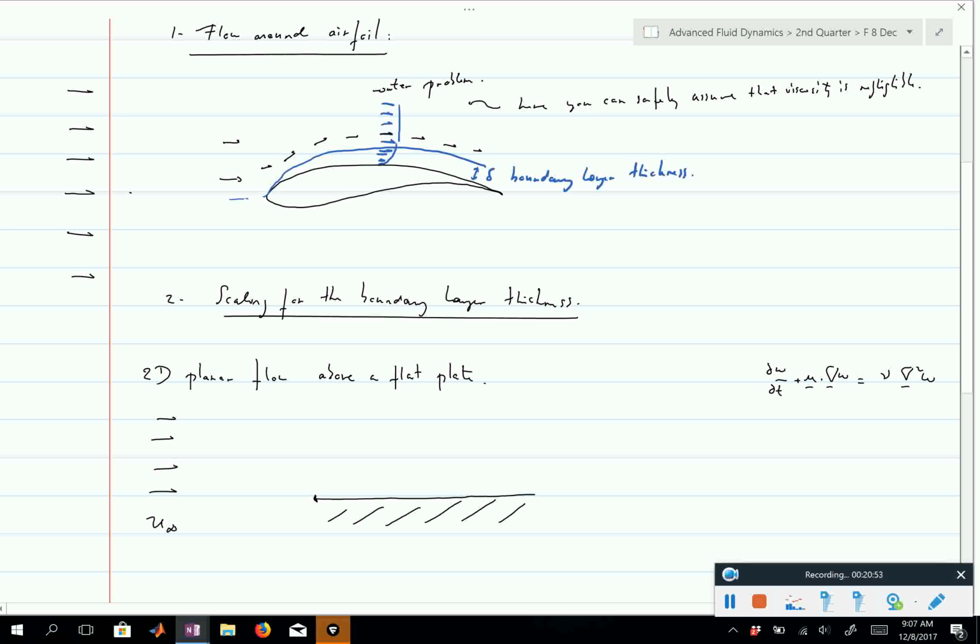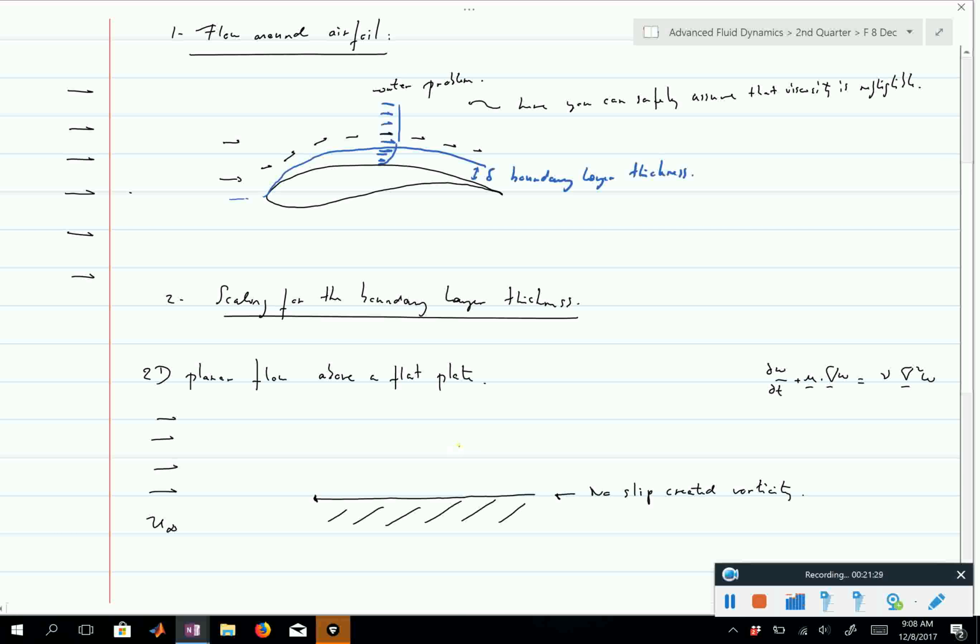The only place where vorticity is created is at the wall, where you impose a no-slip. So the no-slip boundary condition creates vorticity. The fact that you have viscosity is what creates the vorticity. So the rotationality in the flow is due to that no-slip boundary condition, and the boundary is the only place where vorticity is created.